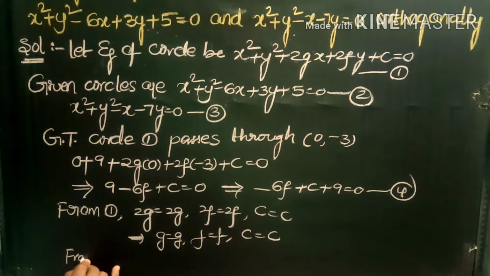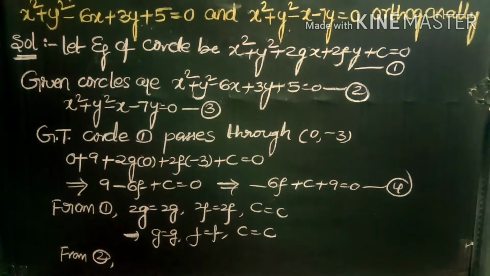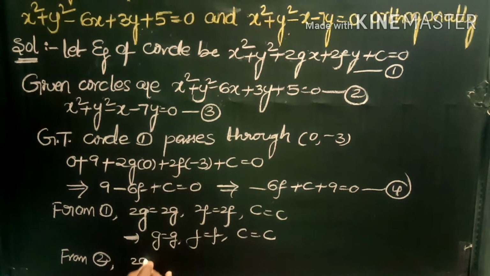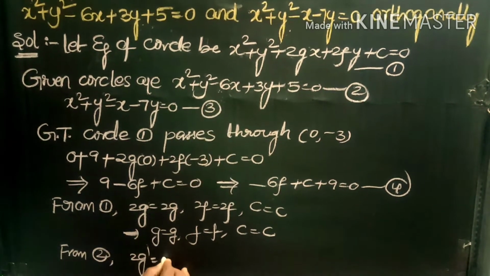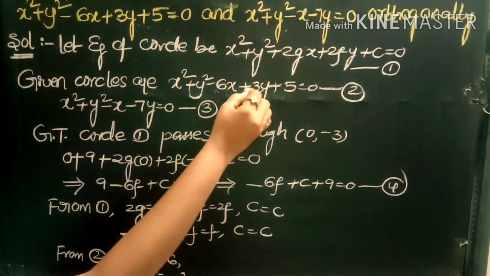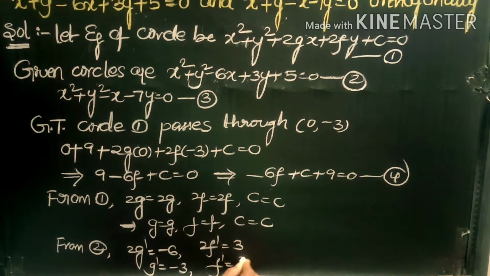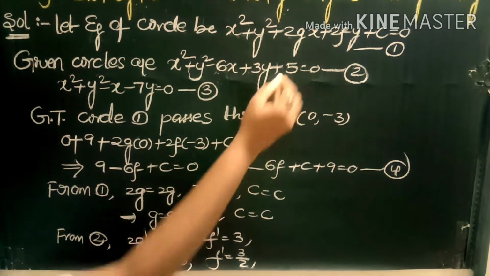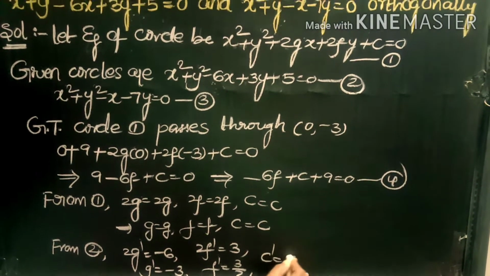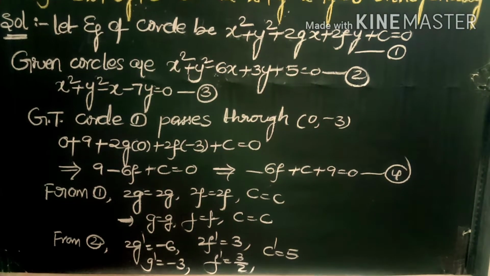Now from the second equation, we are taking the values of g', f' and c'. That is, 2g' is equal to -6, then g' is equal to -3. And 2f' is equal to 3, then f' is equal to 3/2. And c' is equal to 5. Now we are applying the orthogonal condition to these two circles.